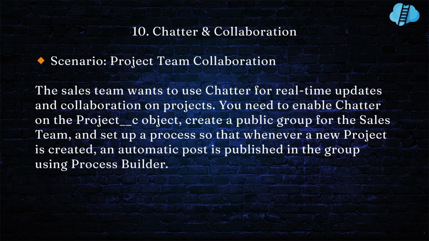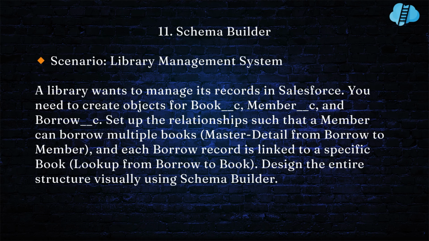10. Chatter and collaboration. Scenario: project team collaboration. The sales team wants to use Chatter for real-time updates and collaboration on projects. You need to enable Chatter on the project__c object, create a public group for the sales team, and set up a process so that whenever a new project is created, an automatic post is published in the group using Process Builder.